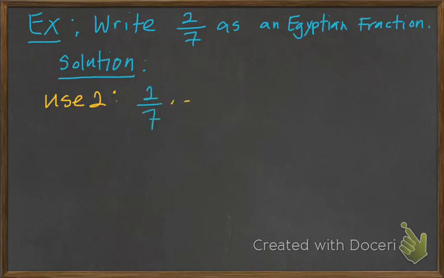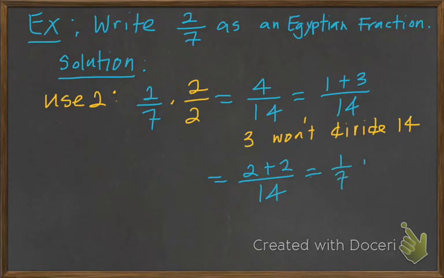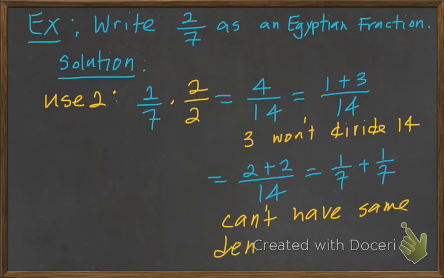So what does this look like? 2/7 times 2 over 2. That equals 4/14. I can break 4/14 up into 1 plus 3 over 14, but 3 won't divide evenly into 14. I can also break 4 into 2 over 2, but what that does is it ends up reducing to 1/7 plus 1/7, and I can't have the same denominator more than once. So can't have the same denominators.